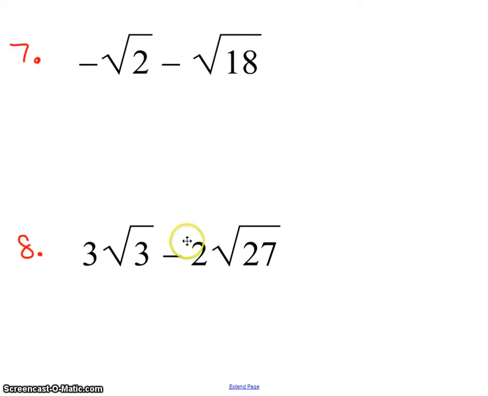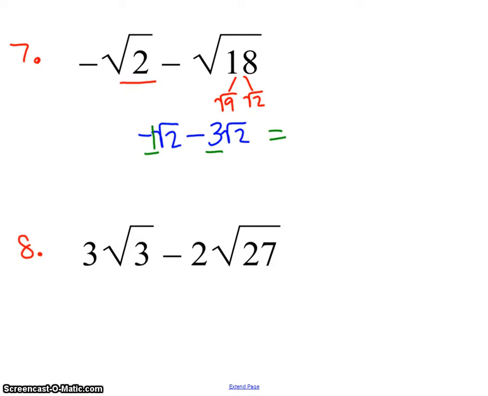Okay, if you're adding or subtracting radicals, they have to have the same root and the same number inside. This is 18, but I can simplify 18 to square root of 9 times square root of 2. Square root of 9 is 3. Square root of 2 stays inside. And now I can subtract it with negative square root of 2. And you're only going to subtract the negative 1 and the negative 3, and you get negative 4 square root of 2.